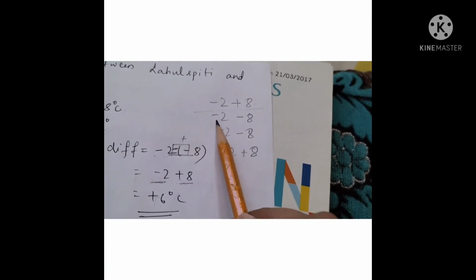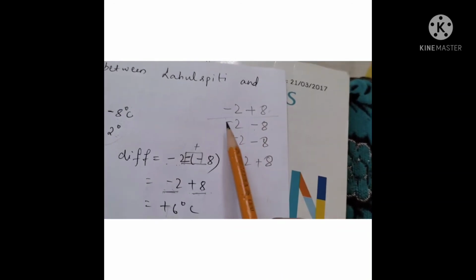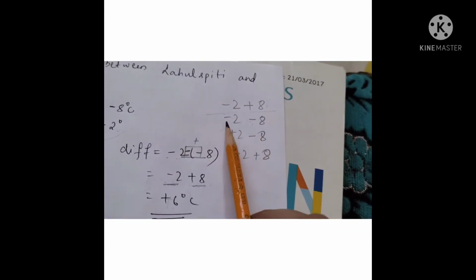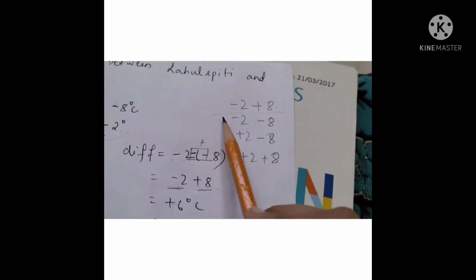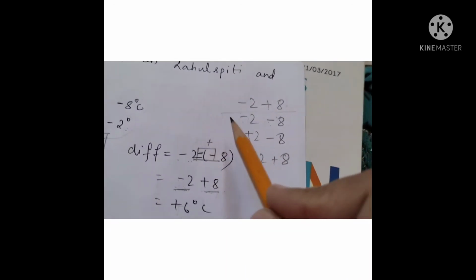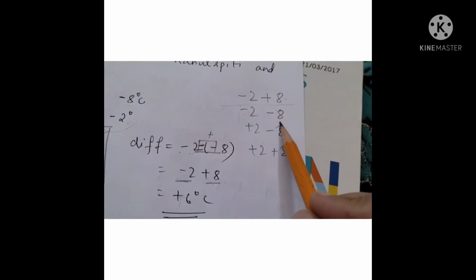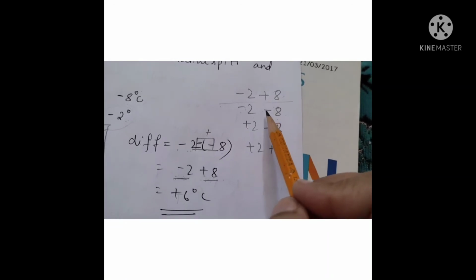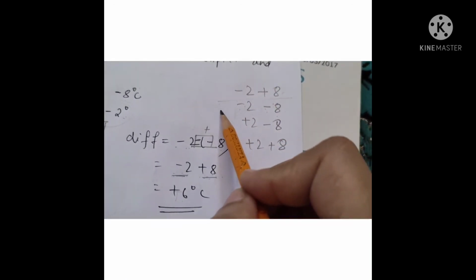Next case, 2 is negative, 8 is also negative. Both of them are negative. If both of them have the same signs, you need to add. So this will add up to 8 plus 2, you will get 10. And 8 is the greater number. So the greater number's sign is negative, so the answer will also have negative.